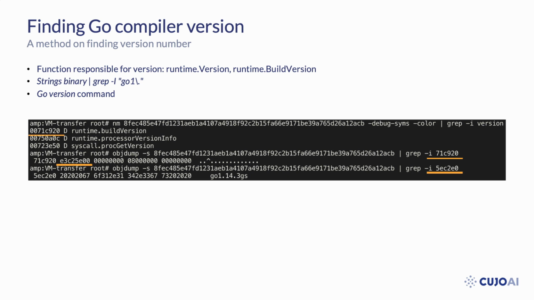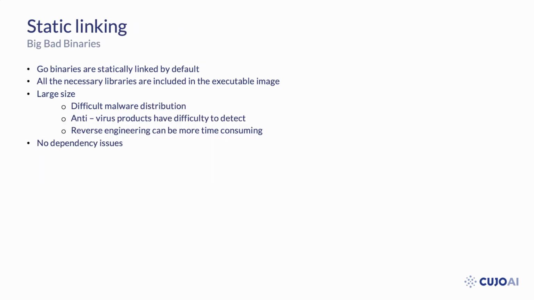So instead, let's find the symbol buildVersion using the tool nm. The data stored at that address is not readable, so it could be pointing to another address. We are reversing the order of the hex values here, and that reveals the correct address at which the compiler version is stored. Go binaries are always statically linked, and all the necessary libraries are included in the executable.